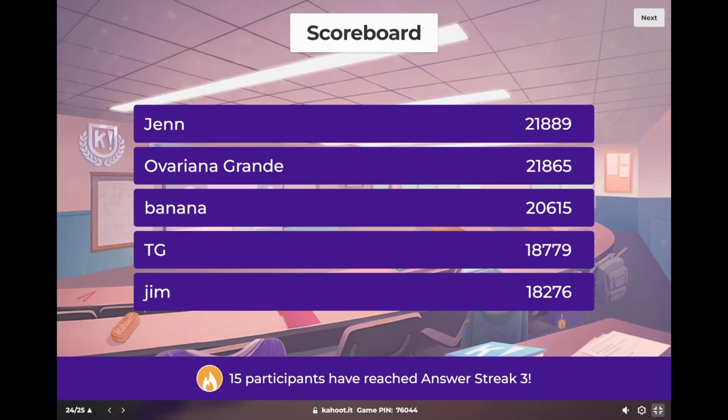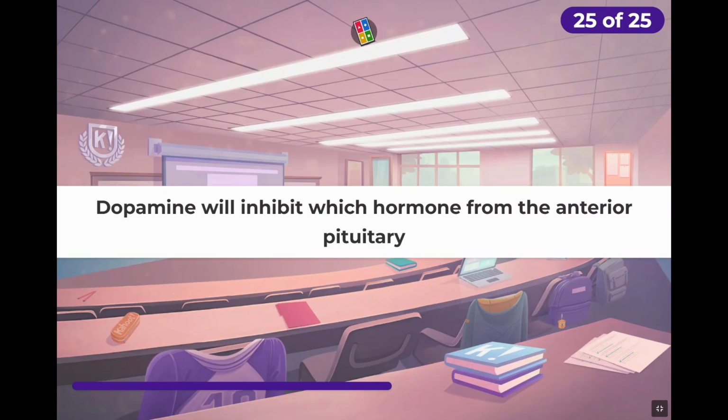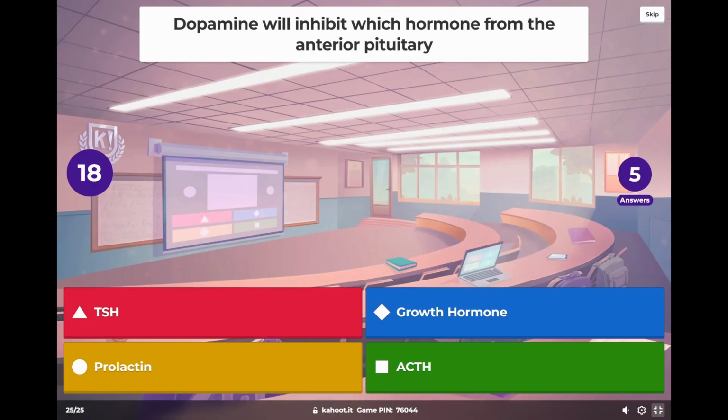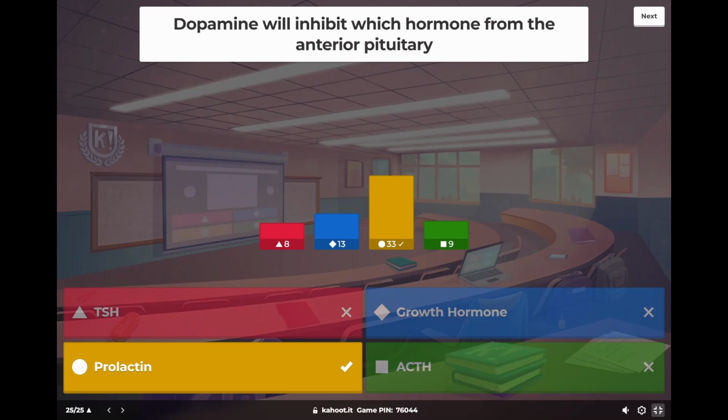And we have our last question. Last one. Dopamine will inhibit which hormone from the anterior pituitary? Okay. What inhibits TSH release? T3 and T4. Know your feedbacks. What inhibits growth hormone? IGF-1. Okay, IGF-1 has a negative feedback for growth hormone.